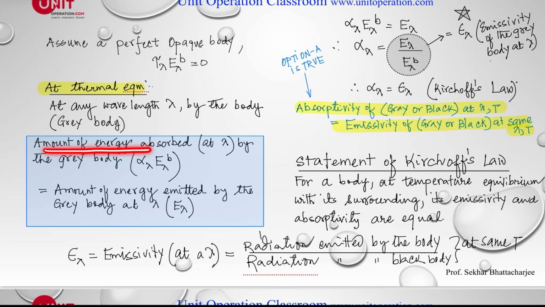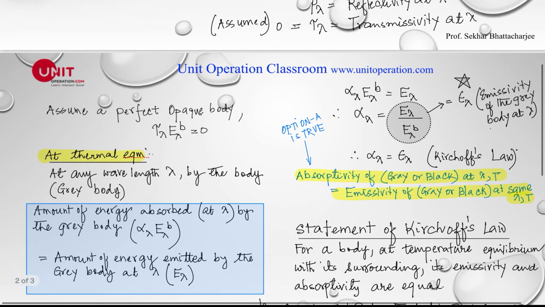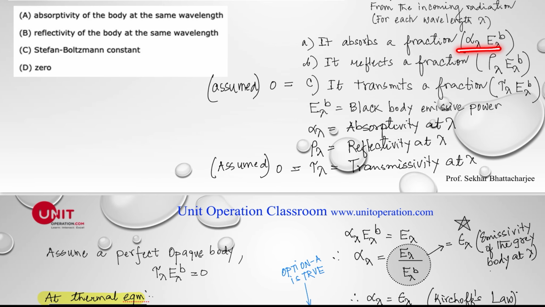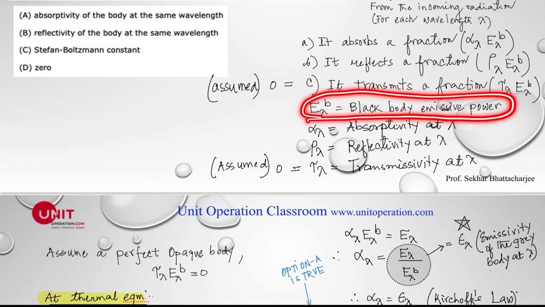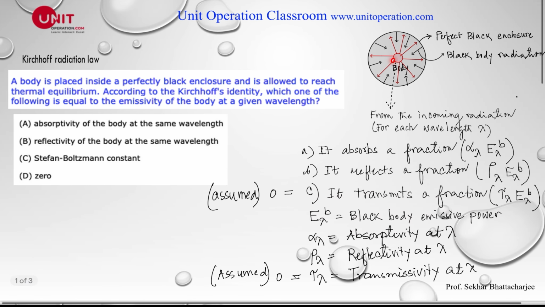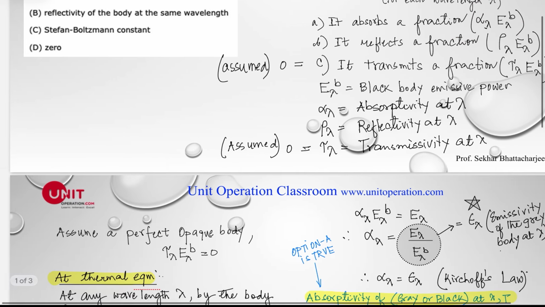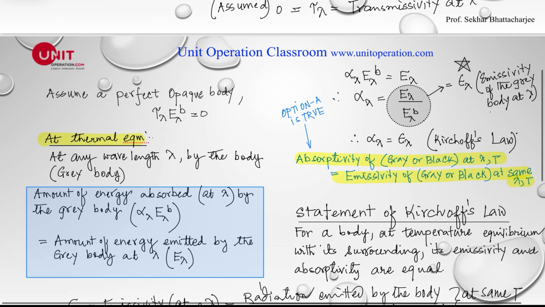The amount of energy absorbed by the gray body is alpha lambda E lambda B, which is this one right here, where E lambda B is the total amount of energy falling on this body, and part of it is absorbed. So that's the amount of energy absorbed. At thermal equilibrium, the amount of energy absorbed must be equal to the amount of energy emitted by the gray body. That's what is meant by thermal equilibrium. So that must be equal to E lambda.